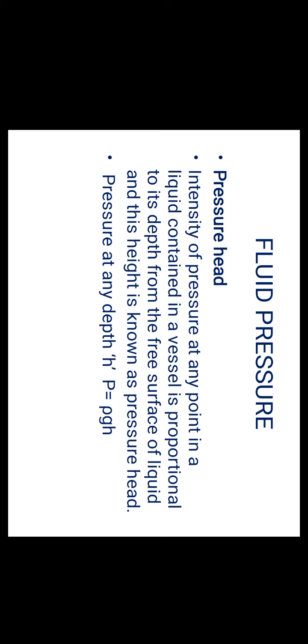Okay, if you want to measure the pressure at a point in a liquid, then we have to measure the distance of that point from the free surface of the liquid. That distance is known as pressure head, and if you want to get the intensity of pressure, we have to multiply that with the density and acceleration due to gravity. That is, pressure P is equal to rho g h, where h is the pressure head. So pressure head is a proportional value of the intensity of pressure.